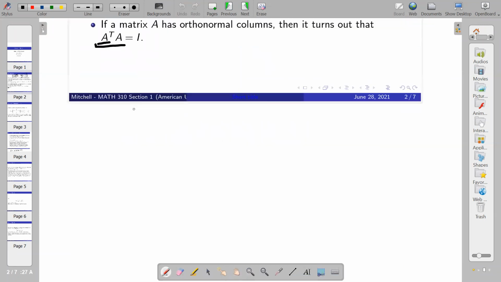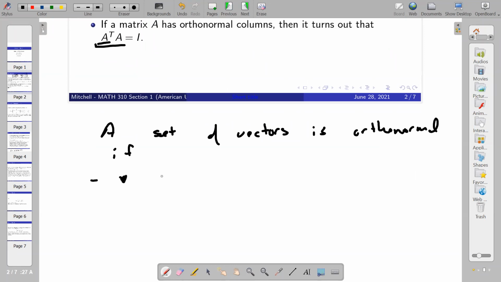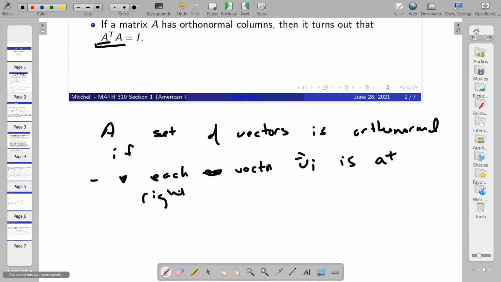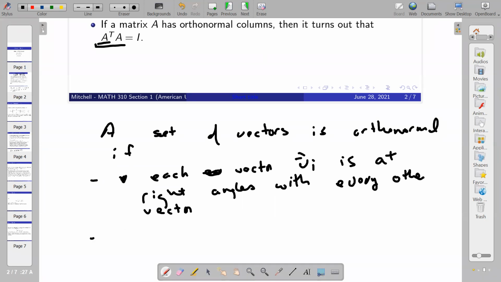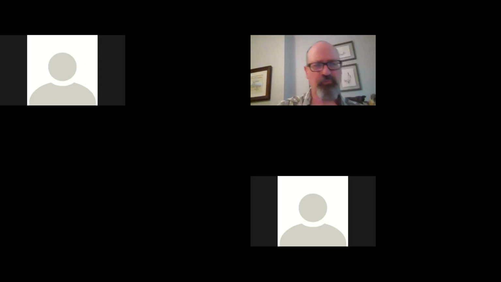Yeah. So a set of vectors is orthonormal if each vector v sub i is at right angles with every other vector, and each vector v sub i is 1 unit long. So that's what it means.